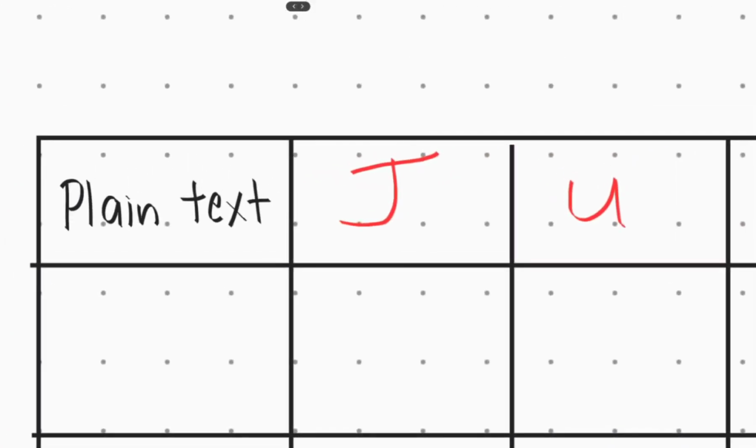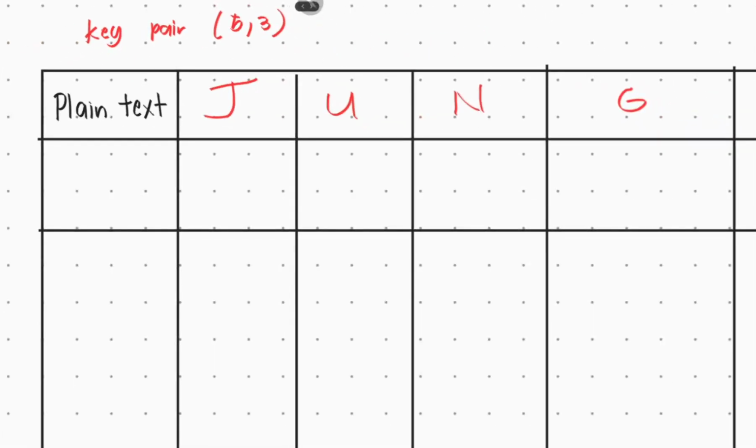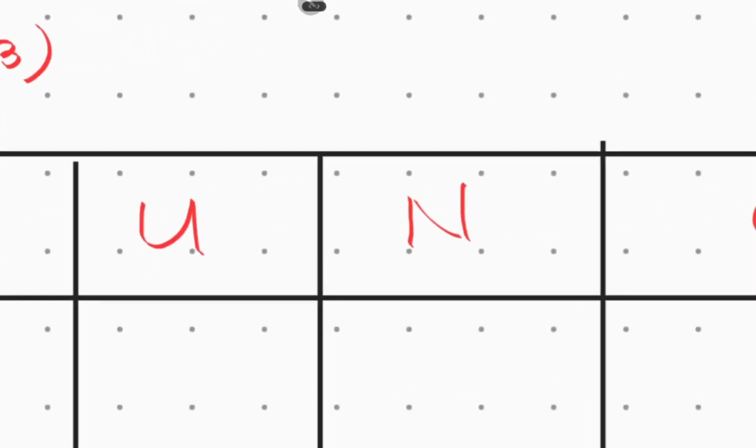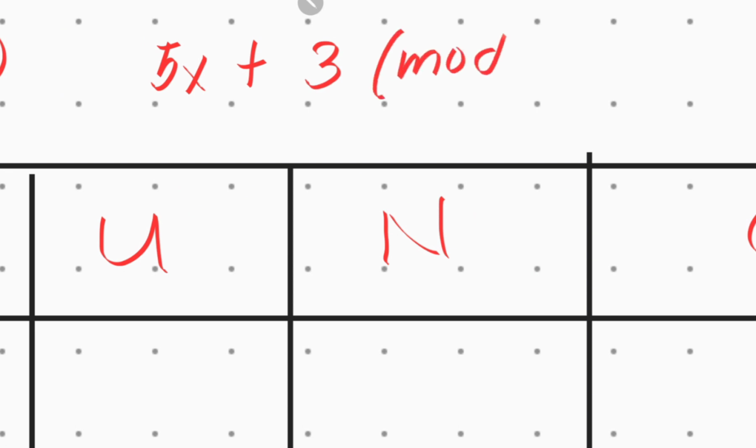In the letter, the plain text is jungle. So we're going to put jungle here in the box. And it says that the key pair is 5 and 3. Key pair 5 and 3. That's going to be the encryption rule of 5x plus 3 modulo 26.